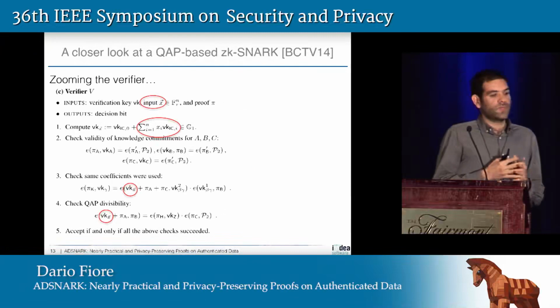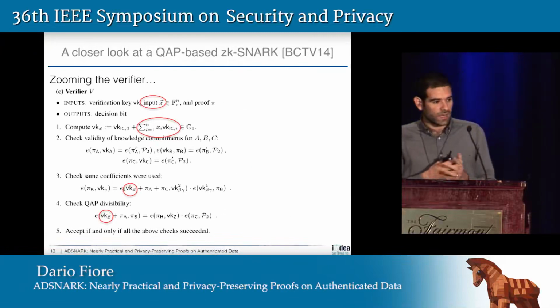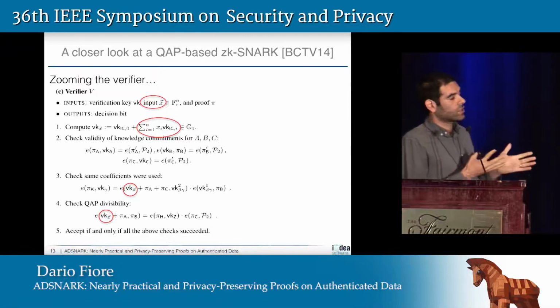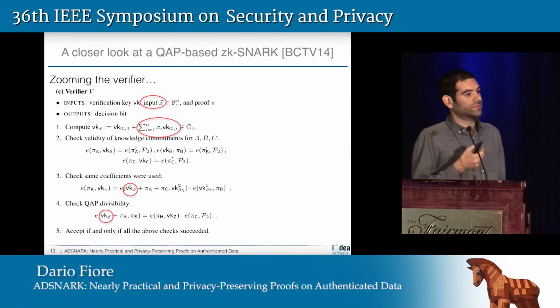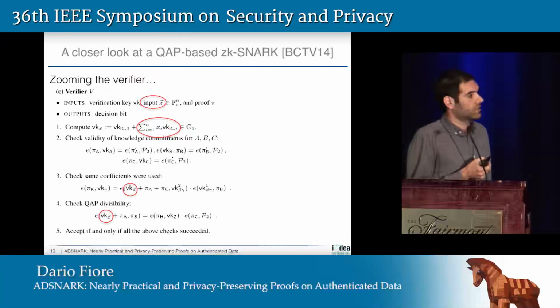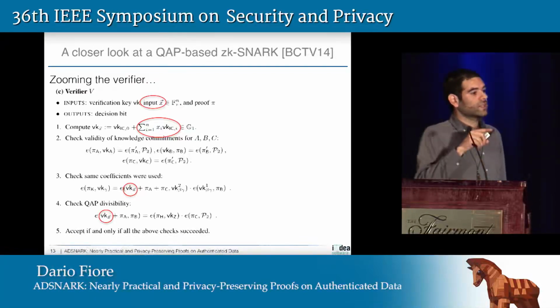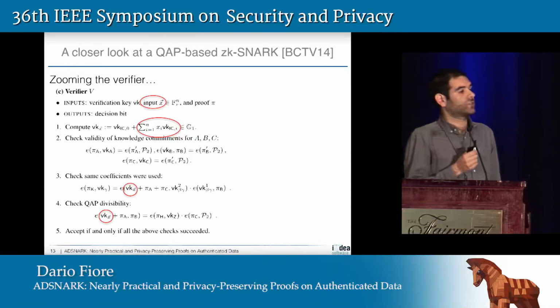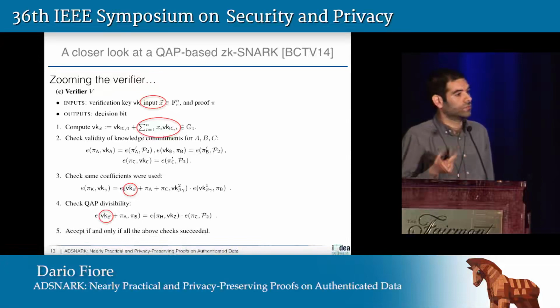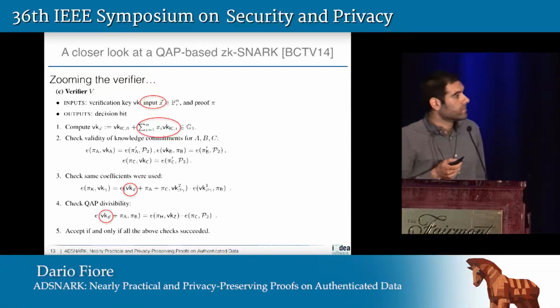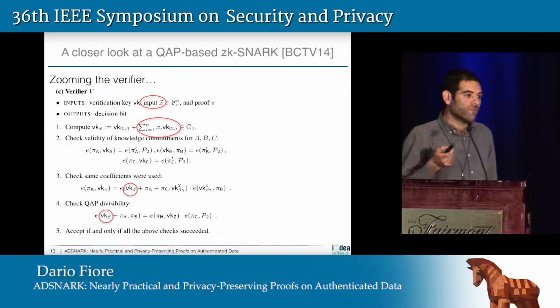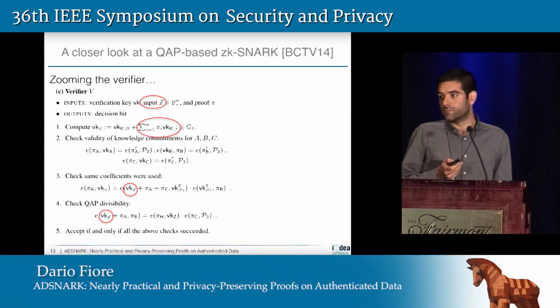So let me be more technical now. In the slides, you see the verification algorithm of the optimization of the Pinocchio scheme that has been proposed at USENIX 2014 by Ben-Sasson et al. In red, I'm highlighting the part of the verification algorithm that is related to the input X. In particular, what is important here is that the verification algorithm is computing some value which we call VKX, which is some linear function over these inputs.